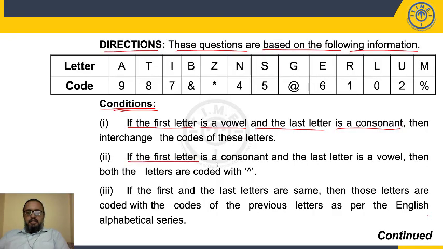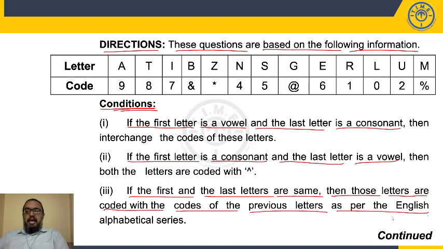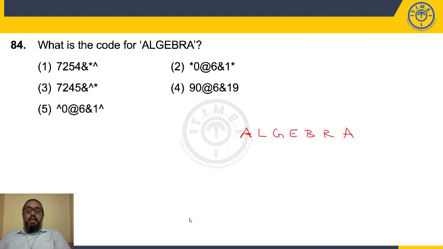The second says if the first letter is a consonant and the last letter is a vowel. No, both are vowels. Then the third one says if the first and the last letters are the same. Yes, they are the same. Then those letters are coded with the codes of the previous letters as per the English alphabetical series. Now, what is the previous letter to A? Z.